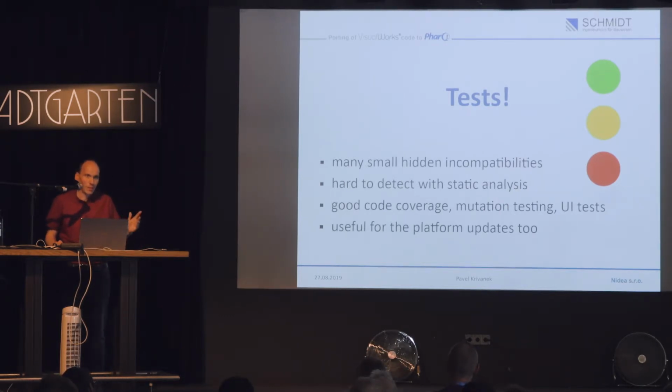One big part of the transition effort we do is to improve test coverage of the code base we have. We use techniques like mutation testing and UI testing to improve that. And of course, it's not valid only if you want to port something from VisualWorks to anywhere else. If you want to, for example, upgrade from one Pharo version to another, you want to be sure that everything works. So the test is the only thing that can save you.